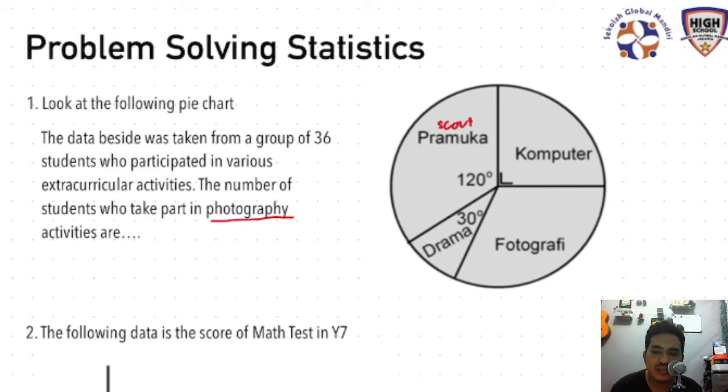degree of a circle is actually 360 degrees, right? So to find how many students join photography, we can just divide the degree of photography by 360. We know that pramuka or scout is 120 degrees. The computer is 90 degrees.